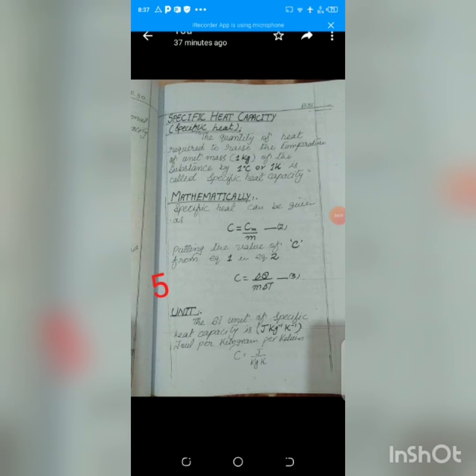Specific heat capacity. The quantity of heat required to raise the temperature of unit mass, 1 kilogram, of the substance by 1 degree centigrade or 1 Kelvin is called specific heat capacity. Mathematically, specific heat can be given as C equals Cm by mass. Putting the value of Cm from equation 1 in equation 2, C equals delta Q by mass delta T. The SI unit of specific heat capacity is joule per kilogram Kelvin.